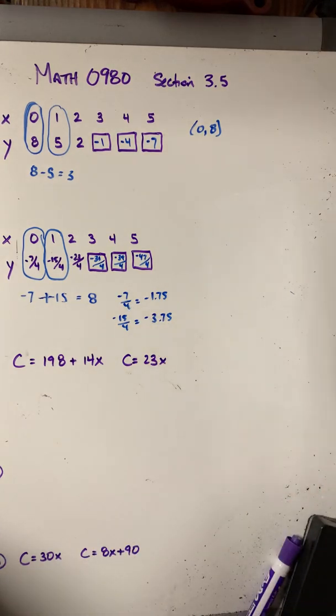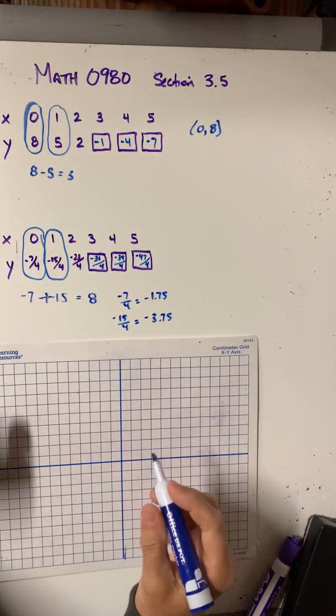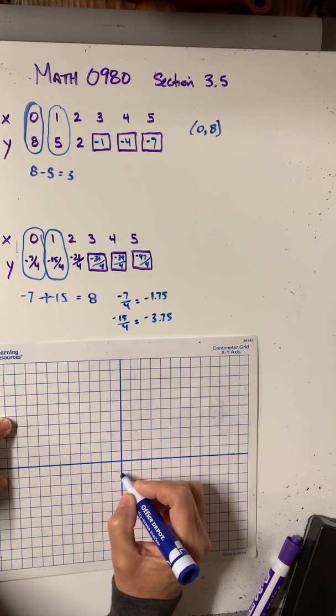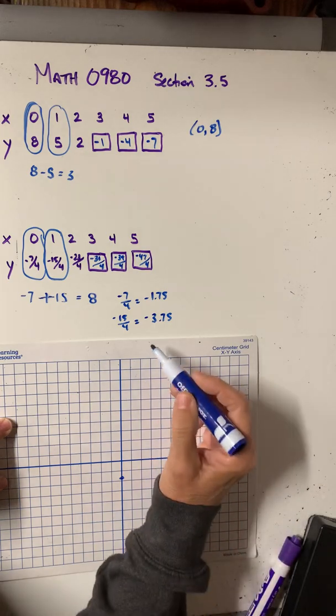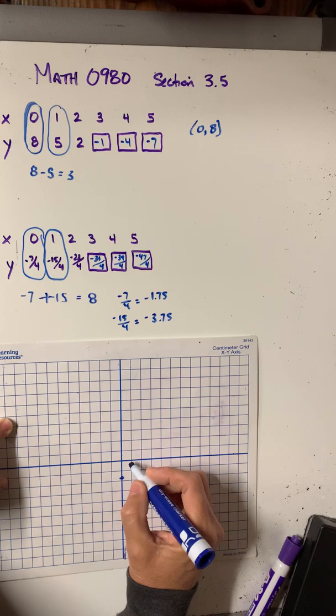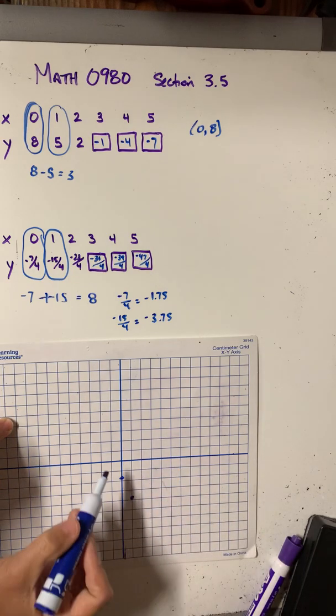So how would I graph that? My first point is 0, negative 1.75. So 0, negative, if this is 1, then 0.75 is 3/4 of the way. So there it would be. And then here I have 1, negative 3.75. 1, 2, 3.75. So there we go.